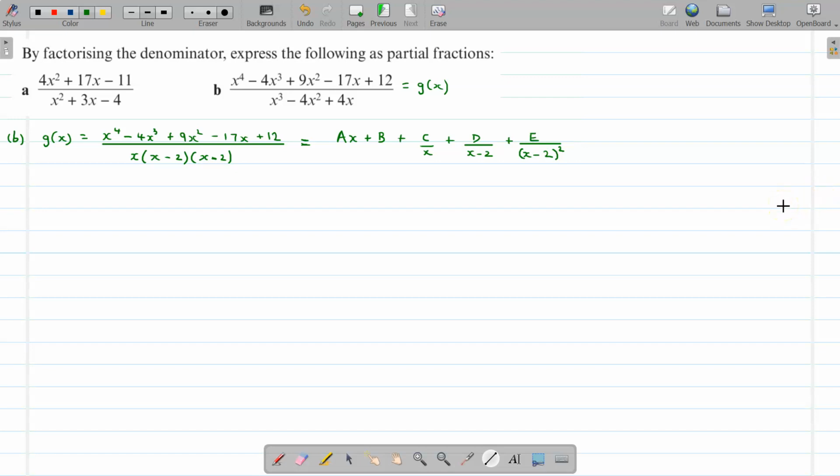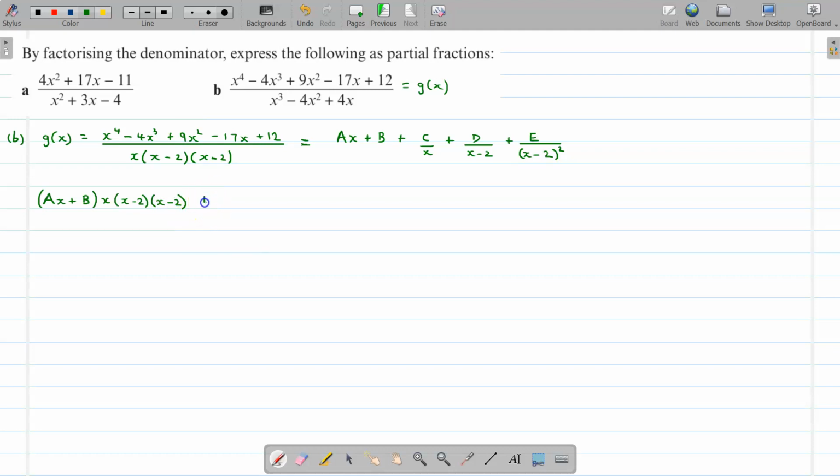Now this next bit, you have to be really careful here, because we've introduced this ax plus b bit. So what we're going to do now is write the whole thing over a common denominator of x, x minus 2, x minus 2. And this is the way that we do that. So I'm going to write ax plus b, because that's a bit I've added in, if you like. And all of that has to be multiplied by x and by x minus 2 and by x minus 2.